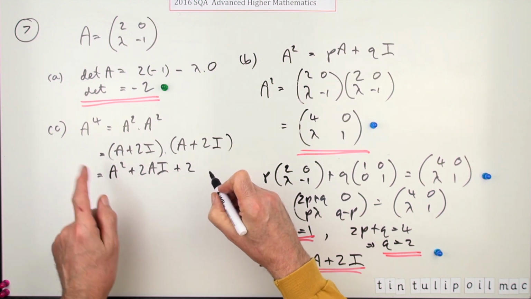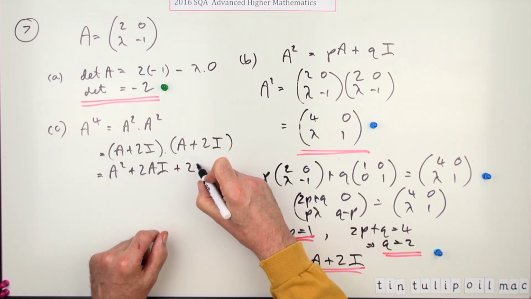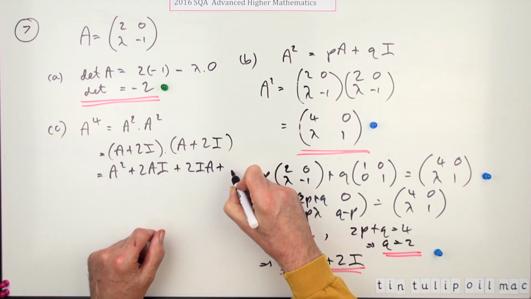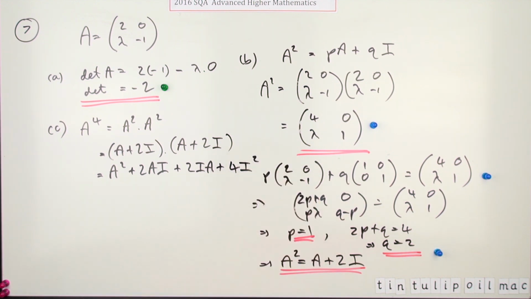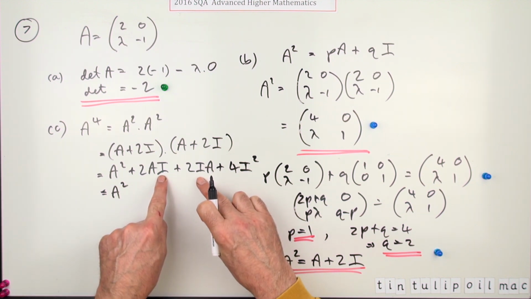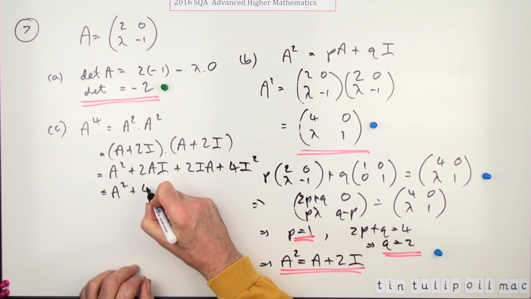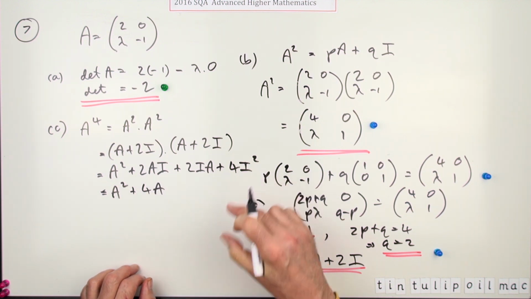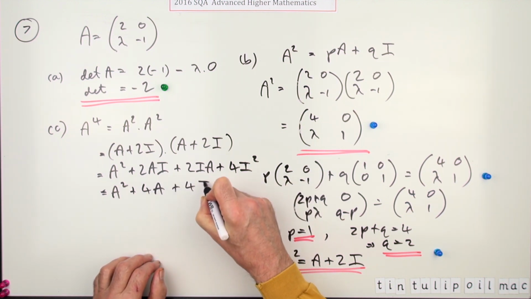Plus, but of course, a constant can come to the front, plus 2IA plus 4I times I, 4I squared. And of course what that says is A squared, multiplying by the identity element leaves it alone, so that means I've got 4 lots of A, and of course that goes back to just I again, so plus 4I.